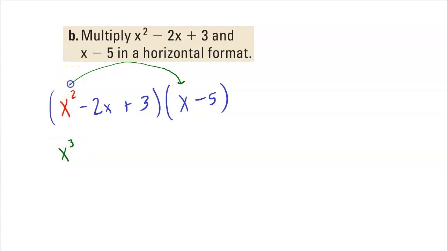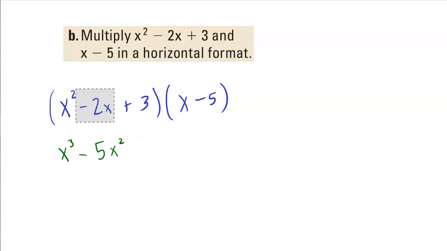But then also multiply x squared by the plus negative 5 to give me minus 5x squared. Okay, so I basically distribute. I take that x squared and I distribute it to both terms in the second polynomial. Well then I have to basically do the same thing to each of the terms in this first parentheses. All right, so I took care of the x squared.